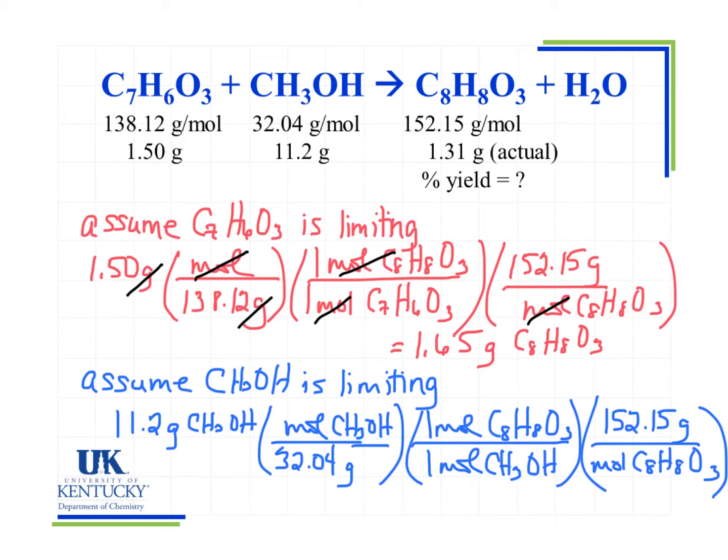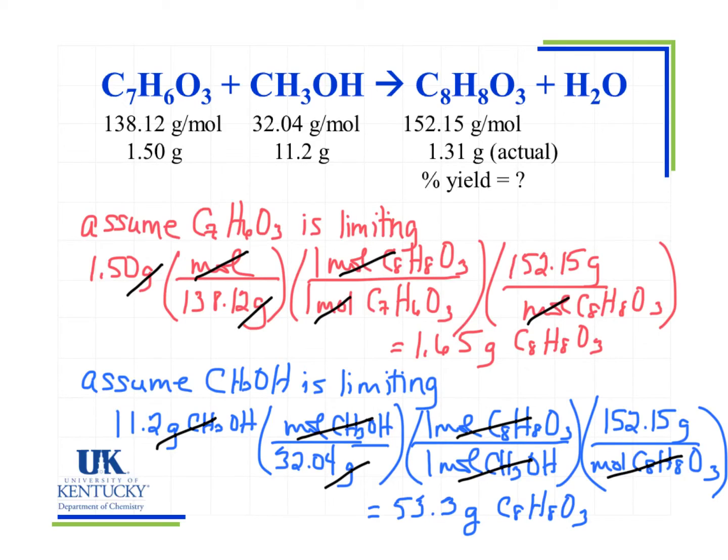Now I can go through and cancel out my units. So grams of methanol, moles of methanol, moles of methyl salicylate, and I get grams of methyl salicylate. And when I do the calculation, I see that I would get 53.3 grams of C8H8O3. So that's actually not my limiting reagent, and I know this because it produces the greater amount of product. I cannot simply look at the amount of reactants. I have to see which one is producing the least amount of product, and that substance is my limiting reagent.